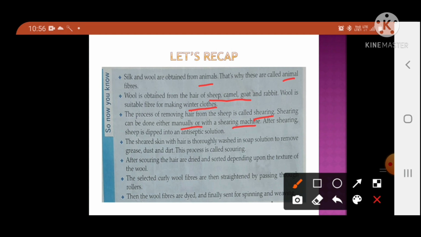After shearing, the sheep is dipped into an antiseptic solution. The sheared skin with hair is thoroughly washed in soap solution to remove grease, dust and dirt, and this process is called scouring. After scouring, the hair is dried and sorted depending upon the texture of wool. The selected curly wool fibers are then straightened by passing through the rollers. Then the wool fibers are dyed and finally sent for spinning and weaving.